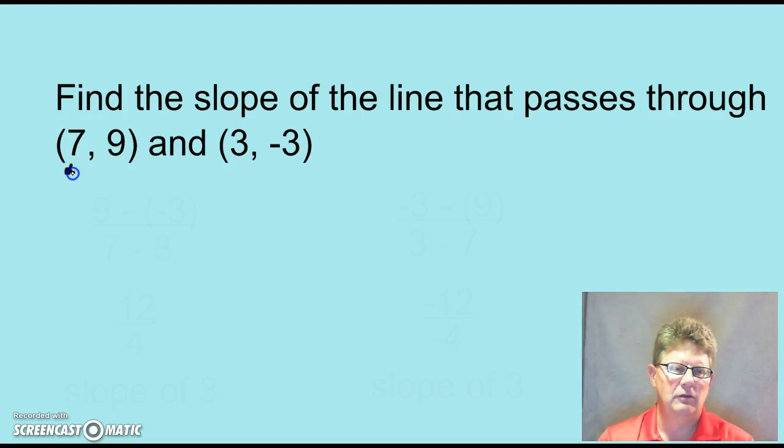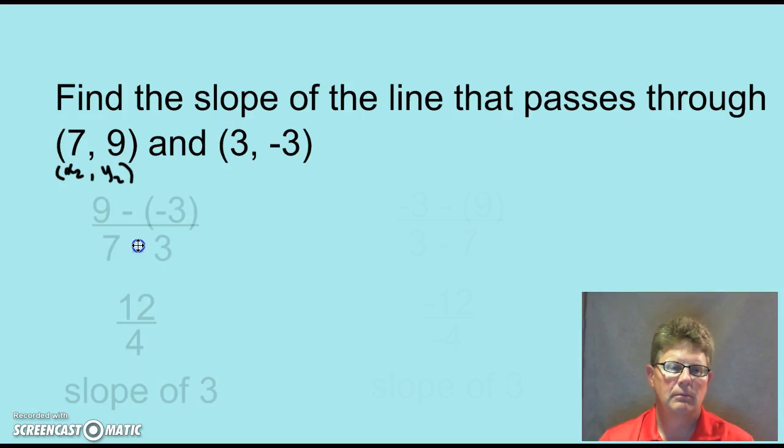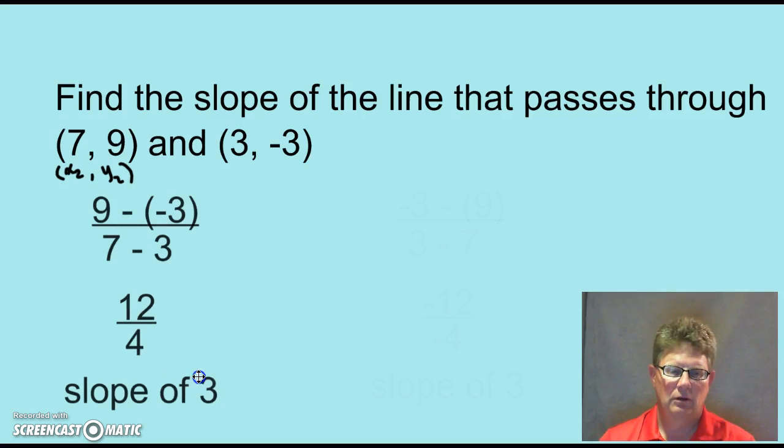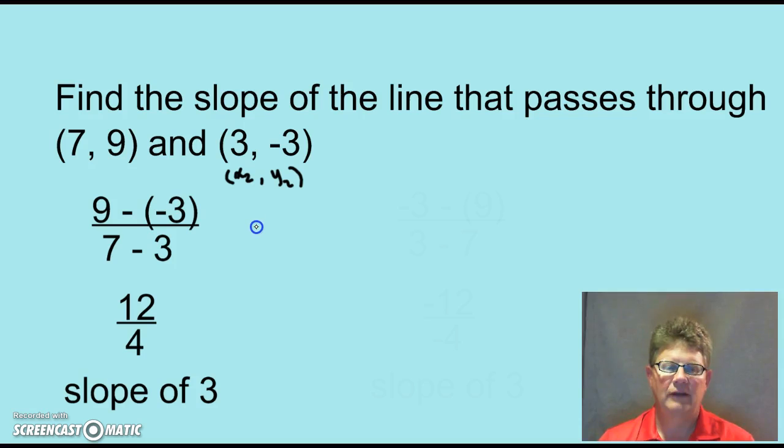I personally think that it would make more sense for this to be the x sub 2, y sub 2. So 9 minus a negative 3 over 7 minus a negative 3, 12 over 4, that would be a slope of 3. But wait, what would have happened if you would have made that your x sub 2, y sub 2? Would that have made any difference at all?